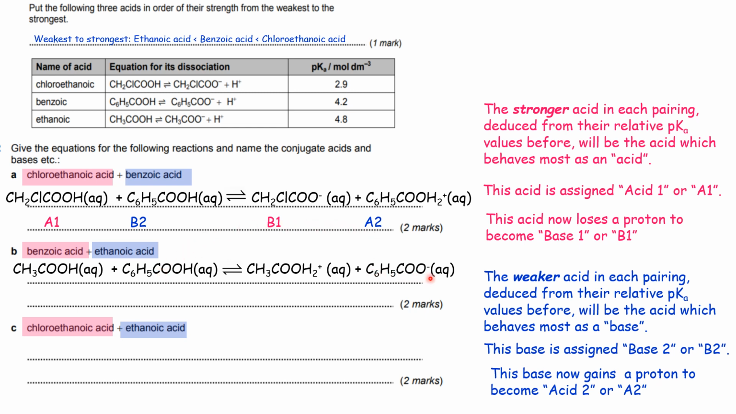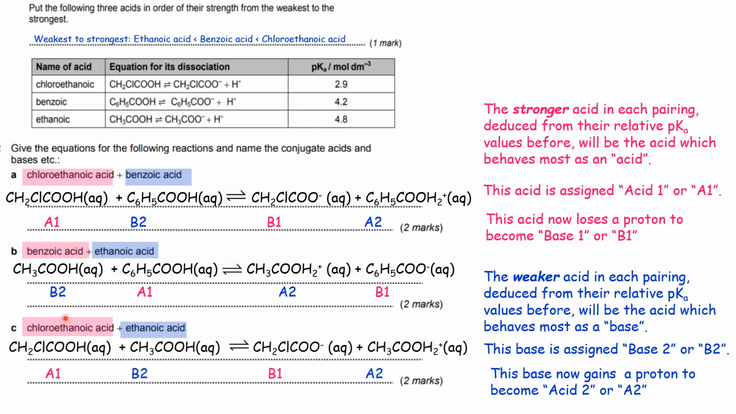We've taken a hydrogen away from it. With ethanoic acid, which has a pKa value of 4.8, that's the weaker of the two acids, that gains a proton, so that becomes CH3COOH2+. And we can pair them up like this. So similarly, you can do the same thing using the same ideas for the third one.